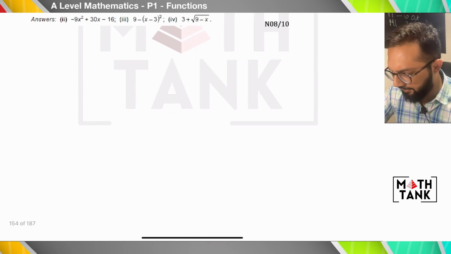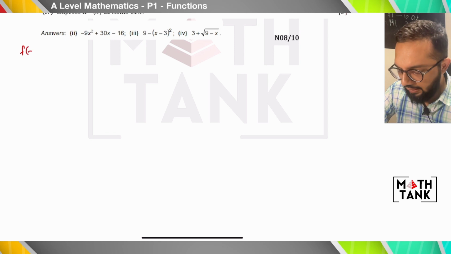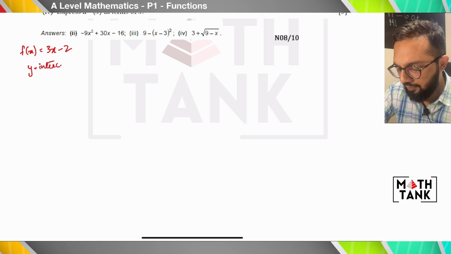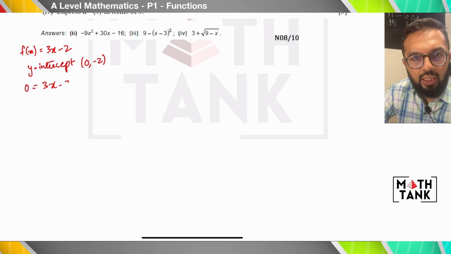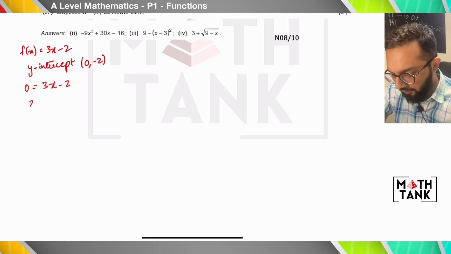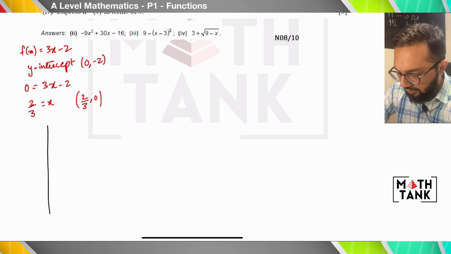Let's quickly draw it. Okay, so I have f of x equals 3x minus 2. So the y-intercept is 0 comma minus 2. For the x-intercept I'm going to give y as 0 and then solve quickly. So 2 over 3 comma 0. So making a small sketch.